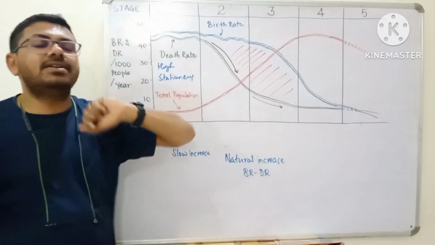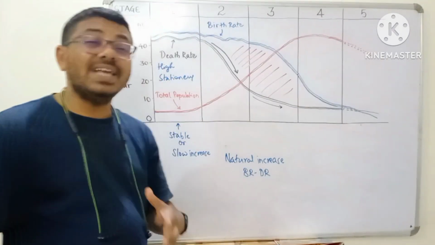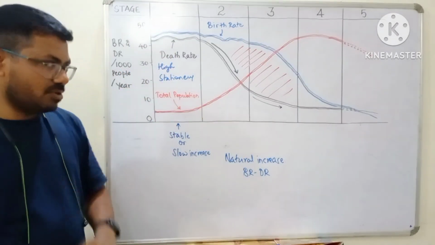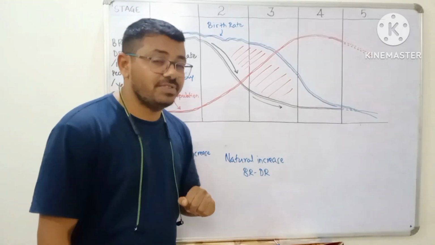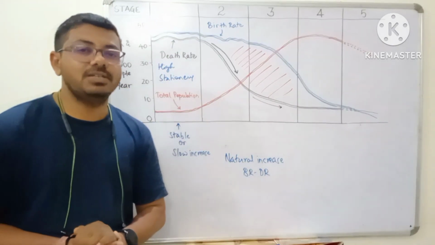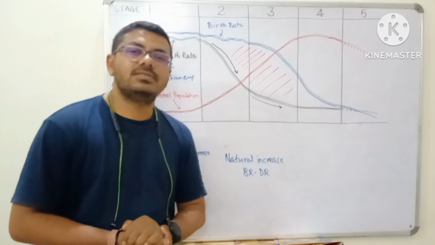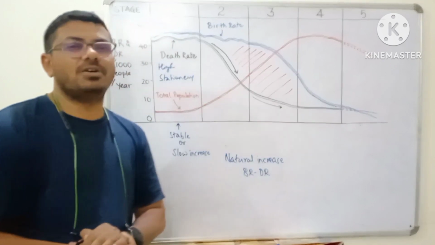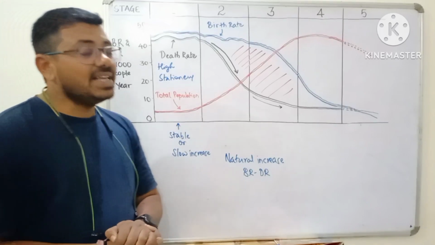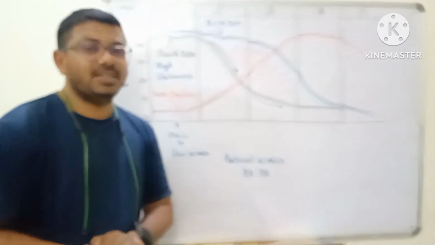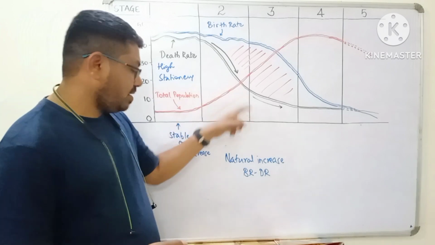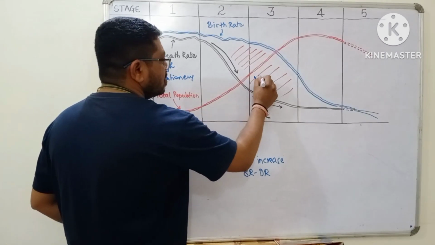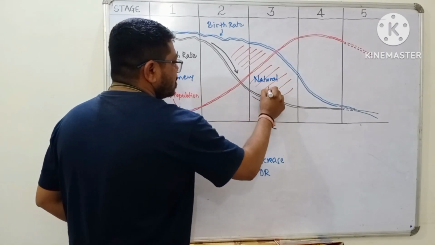But if any country in the world enters into the fifth stage, then they will have problems. What kind of problem will they face? They will have the problem of an aging population. Countries like China, Japan, Germany and Russia have started facing problems regarding aging because their growth rate is negative, right? So here we can see that this one is natural increase. This is natural increase in population.